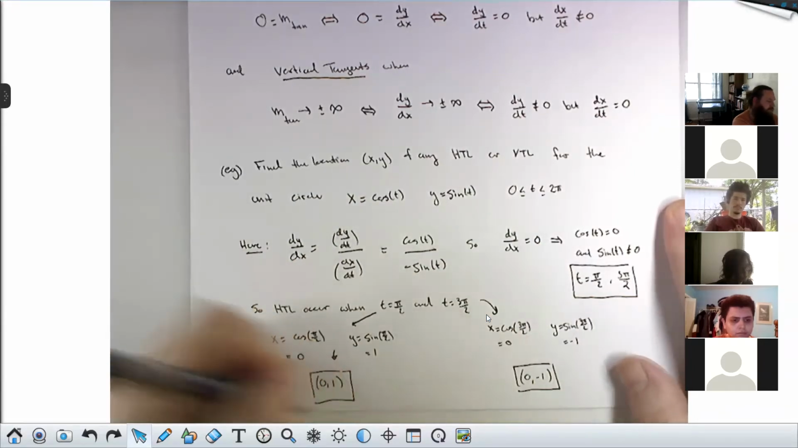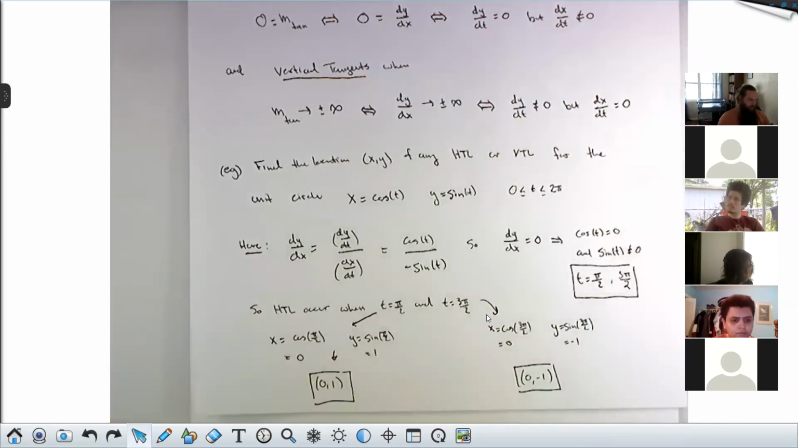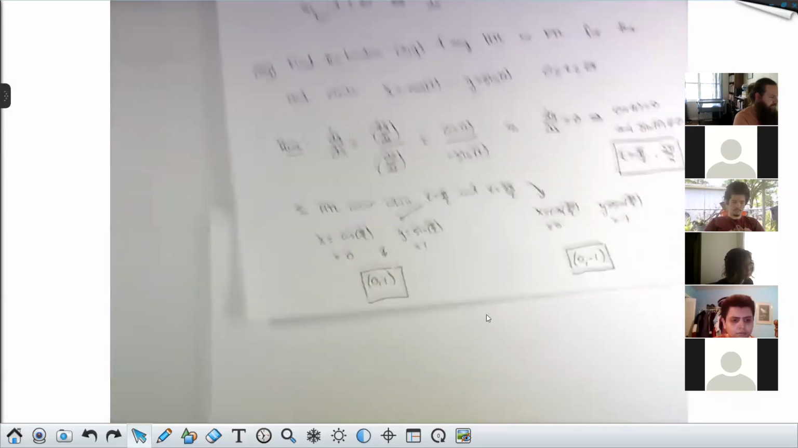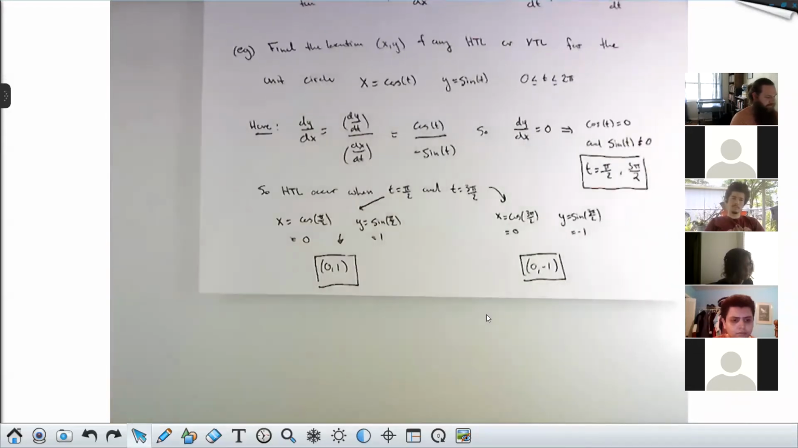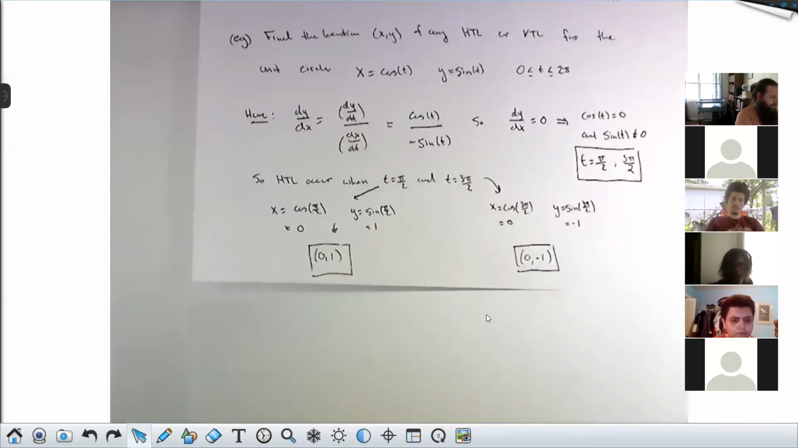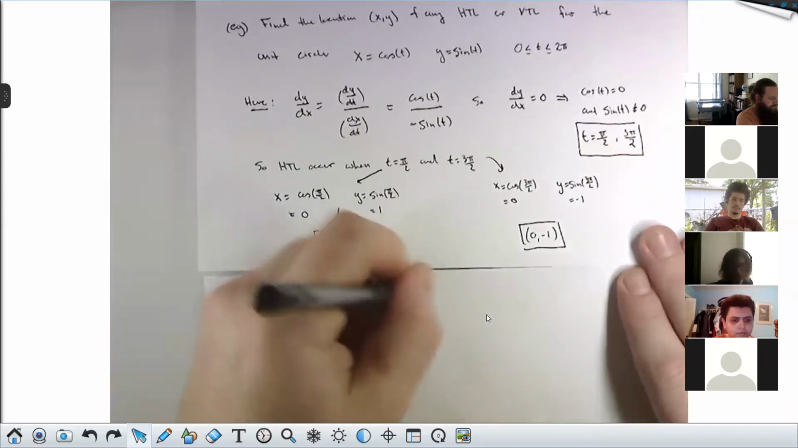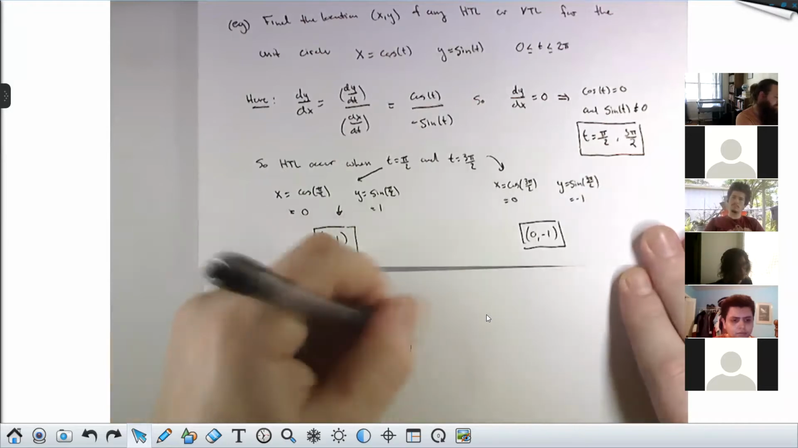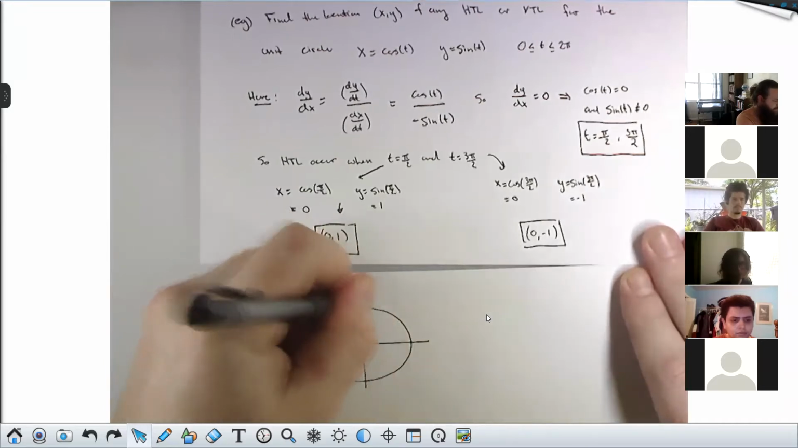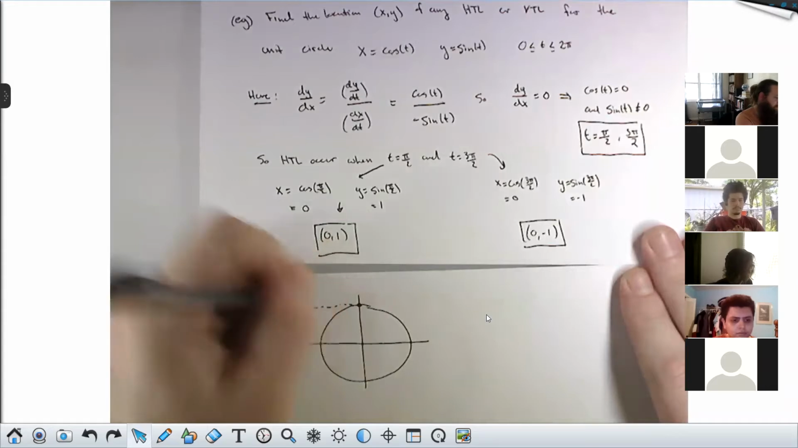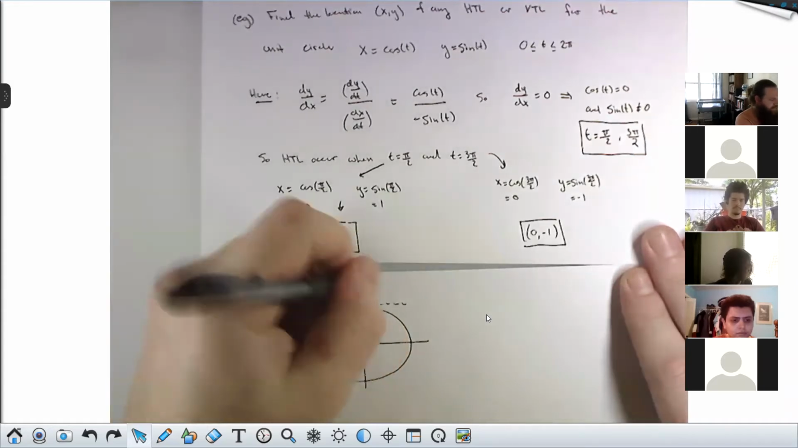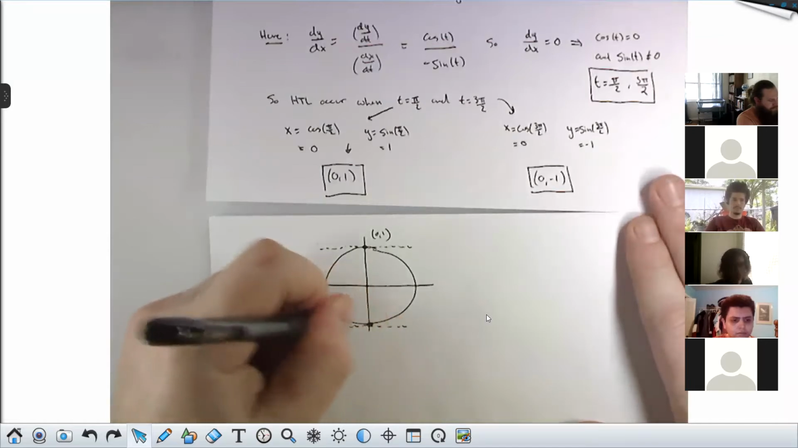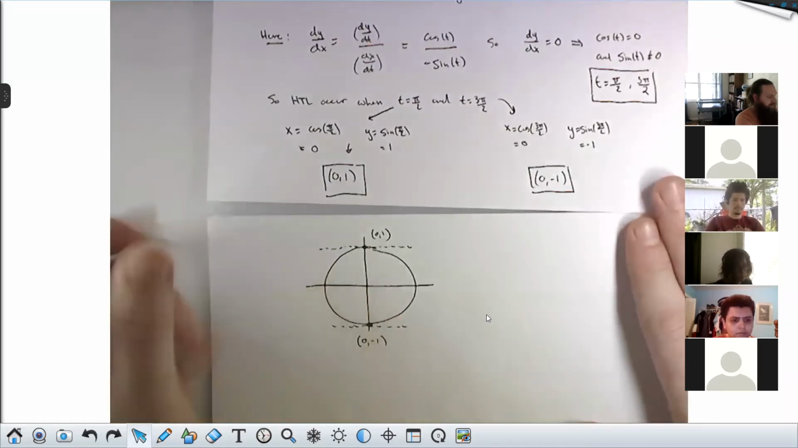And we already know this. Picture the unit circle. Where are the tangent lines horizontal? At the top and bottom. We knew a priori that we have horizontal tangents here, and this is 0, 1, and also down here, which is 0, -1.